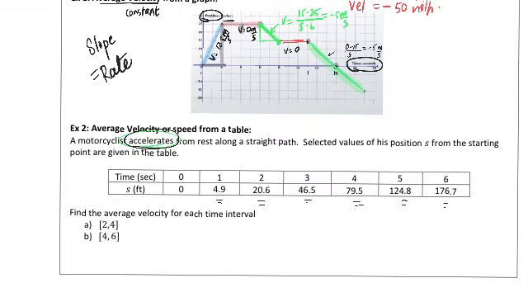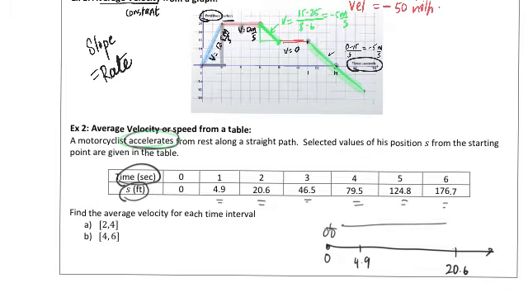Now, selected values of his position S from the starting point are given in the table. So here's S and here's time. At time t equals 0, his position is 0. So think of it as you have your axis here. Time t equals 0, he's here at 0. At time t equals 1, he's at 4.9. At time t equals 2, he's at 20.6. You can already see he went much faster in the second second than he did in the first second. And so, he's here on his bike. I don't know how to draw a bike, but it's accelerating like that.